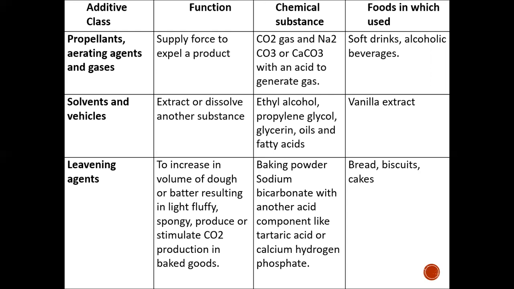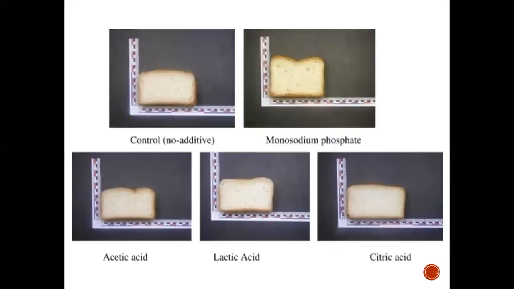Then the next one is leavening agents. Leavening agents simply increase the fluffiness of any product, for example bread or cakes. Naturally, when you add baking powder or baking soda to it, it gets puffed up. The increase in volume is there, so that it becomes very spongy, light, fluffy, etc. This is used in all baked products like bread, biscuits, etc. Baking powder and baking soda are examples of leavening agents. So you can see the difference: when there are no additives, there will be no leavening, and when a leavening agent is added, you get a fluffier, spongier product.